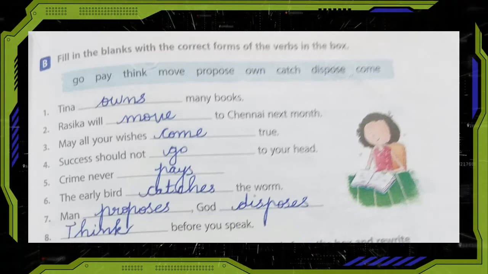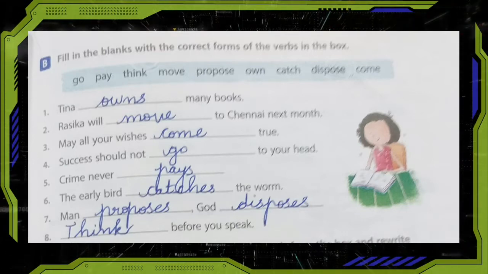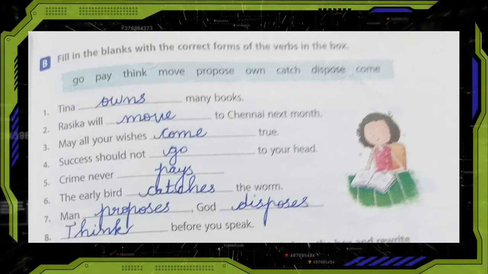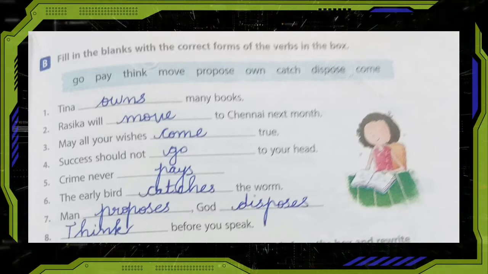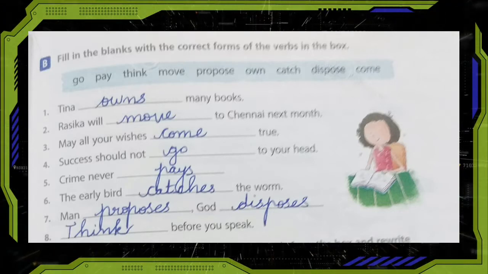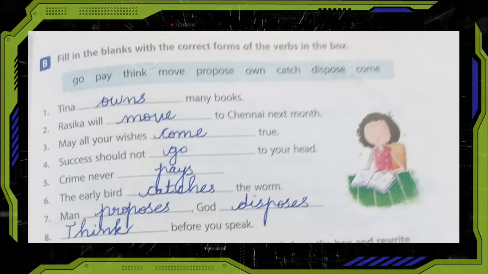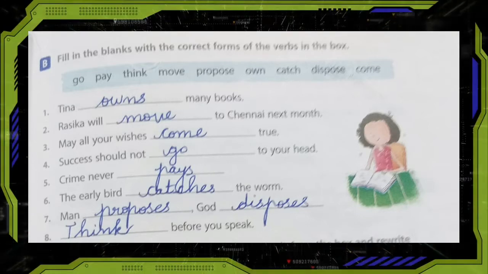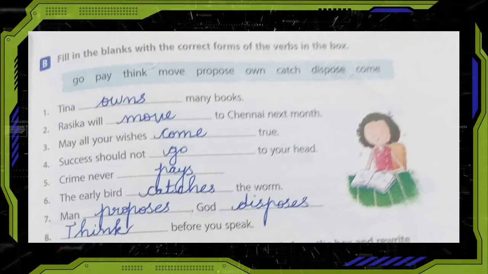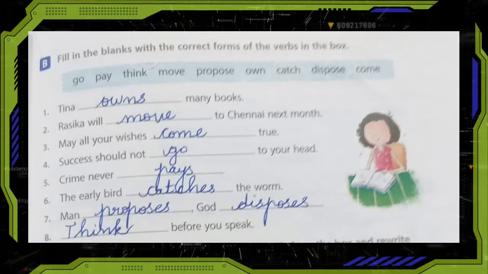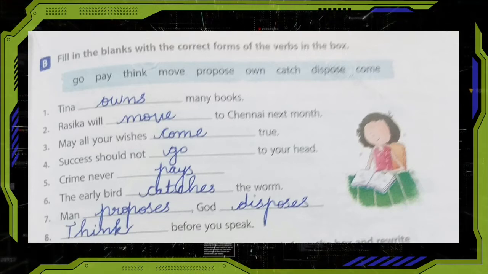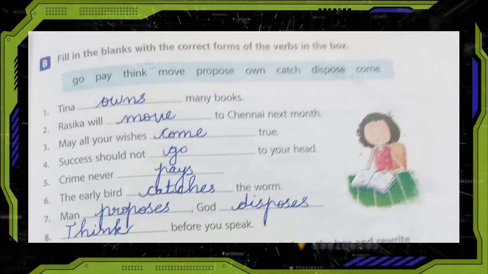The answer is move. Number 3, may all your wishes dash true. Answer is come. Number 4, success should not dash to your head. Go. Fifth one, crime never dash. The answer is pays. Number 6, the early bird dash the home. The answer is catches. Number 7, man dash God dash. The answer is man proposes, God disposes.